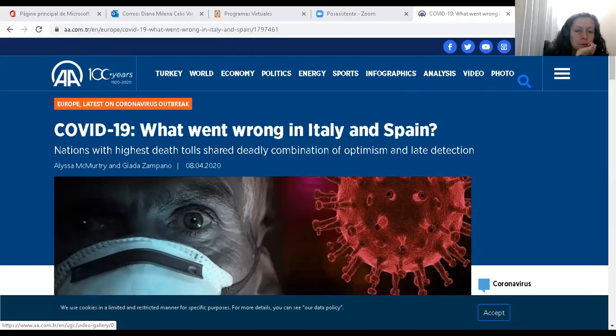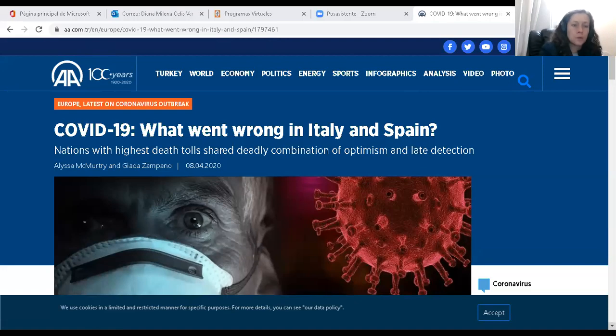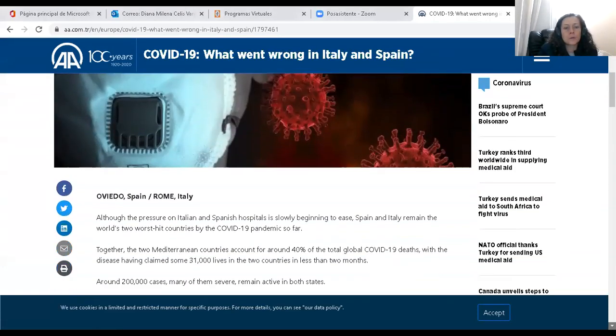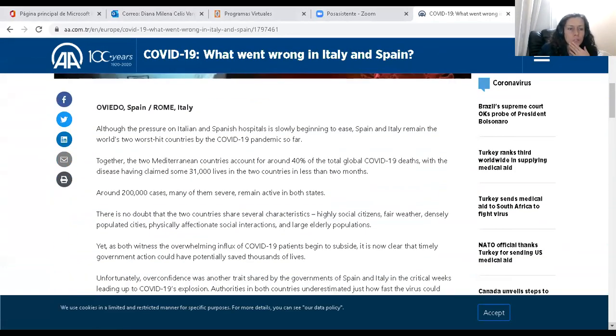COVID-19, what went wrong in Italy and Spain. Nations with highest death tolls share deadly combination of optimism and late detection.